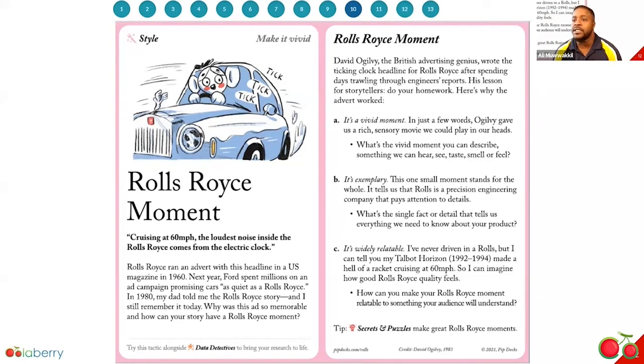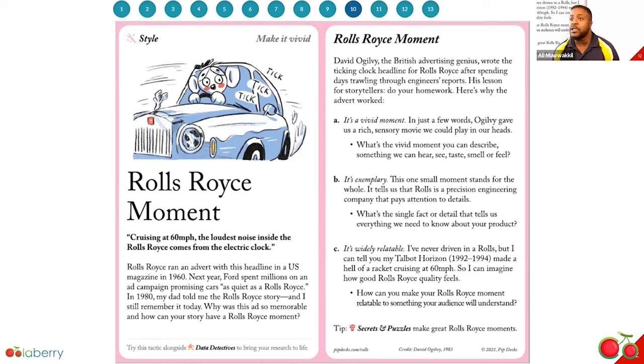Rolls-Royce ran this advertisement with this headline in a U.S. magazine in 1960. Next year, Ford spent millions on an ad campaign promising cars as quiet as the Rolls-Royce. In 1980, my dad told me that Rolls-Royce story, and I still remember it today. Why is this ad so memorable, and how can your story have a Rolls-Royce moment? A British advertising genius wrote this ticking clock headline for Rolls-Royce after spending days trawling through engineering reports. His lesson for storytellers: do your homework. That's why the ad worked. That's his message to storytellers.